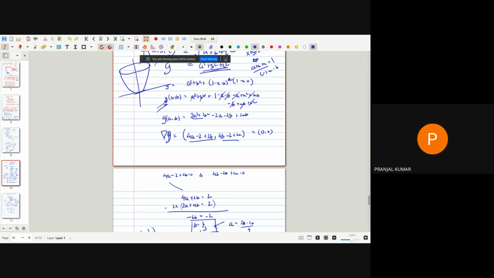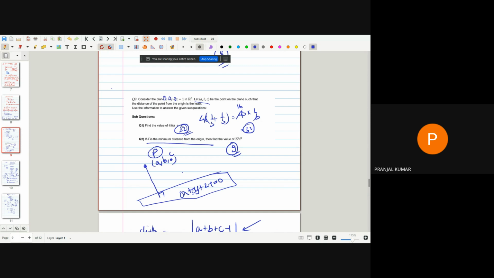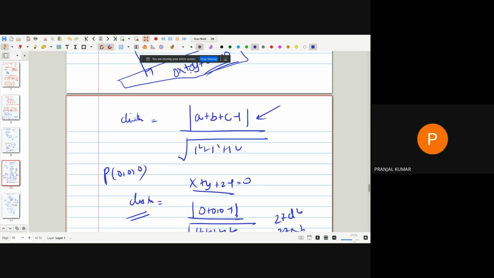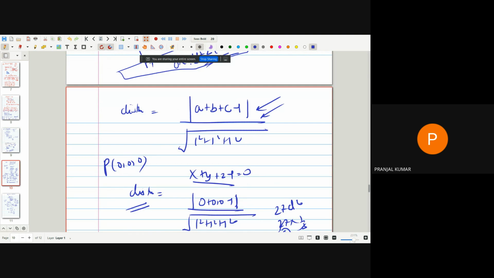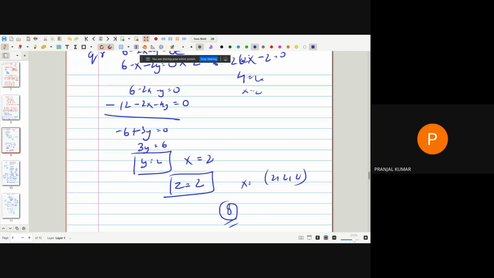If you don't remember the formula, fine. Just read the question and try to see what they are saying. Most people will not know this formula if they haven't studied planes in their 11th and 12th standard. So if you remember this, very good. Otherwise, it's fine.